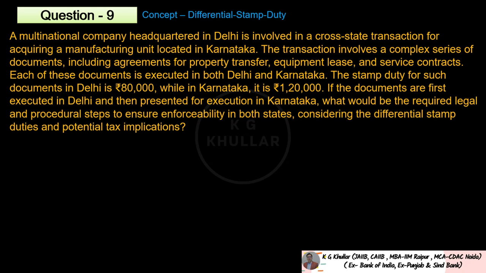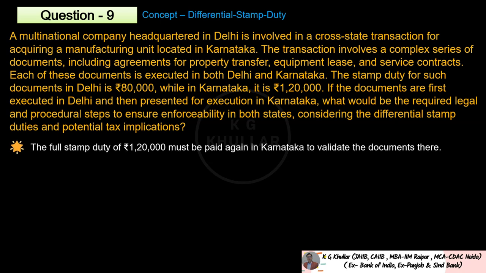If the documents are first executed in Delhi and then presented for execution in Karnataka, what would be the required legal and procedural steps to ensure enforceability in both states considering the differential stamp duties and potential tax implications? And the options given to you are these.